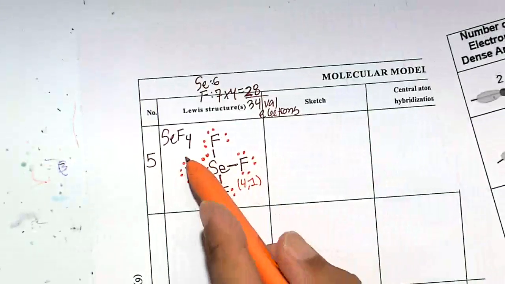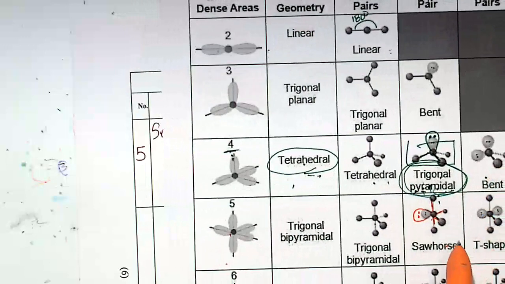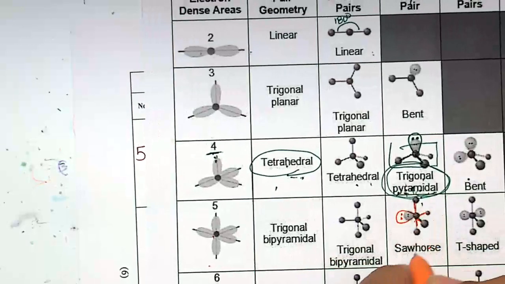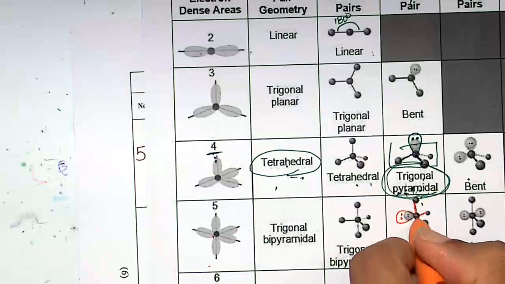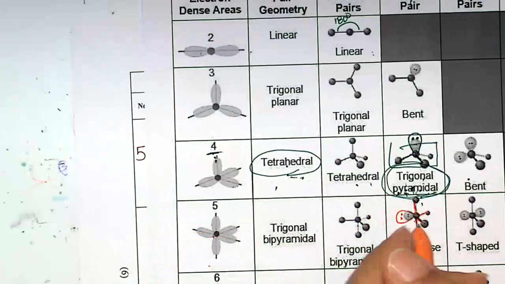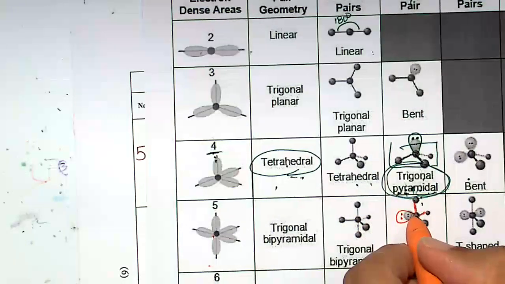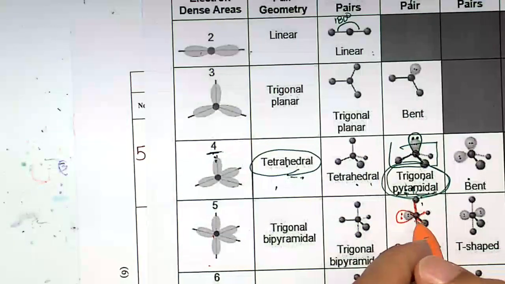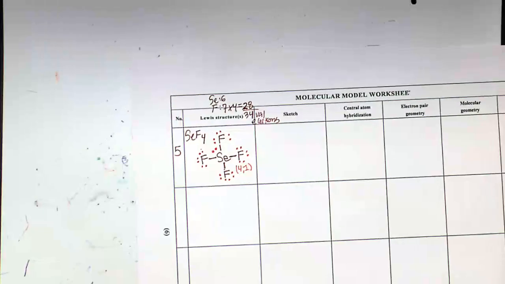Okay, so SeF4. Okay, for the sawhorse, I'll have 1 fluorine up, 1 fluorine down, 1 fluorine coming towards you guys, up above the paper, 1 fluorine getting down below the paper, and then 1 pair of electrons on the plane of the paper. So let's draw that in 3D together.